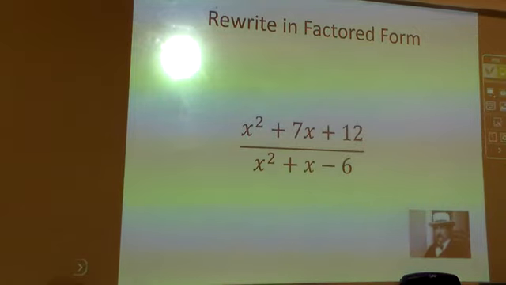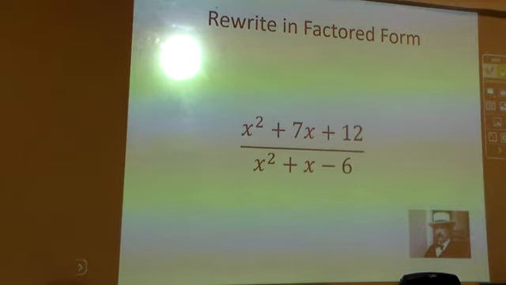Hey, we're going to rewrite this one in factored form first. Notice it's already in expanded form. We have x's, x squareds, and we have numbers the same. So I'm going to factor it. 12, it's a plus, so factors of 12 are 12 and 1. That adds to 13. Doesn't make 7. 6 and 2, 6 times 2 is 12, adds to 8. 4 and 3, yes. 4 and 3 will add to make 12.